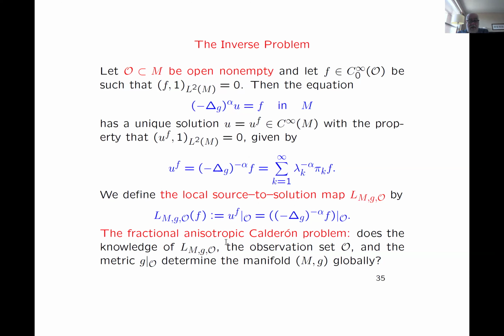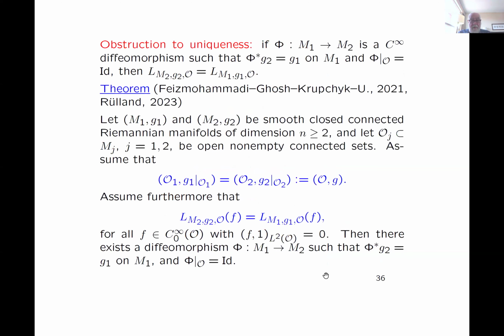So the fractional anisotropic Calderón problem is whether the knowledge of this map, knowing the observation set and the metric in the observation set, determines the manifold globally up to this isometry, up to this change of variables. Of course, there is this obstruction as well. You take a diffeomorphism and take a metric which is the pullback of the other and is the identity in the observation set, then the Dirichlet to Neumann maps are the same.